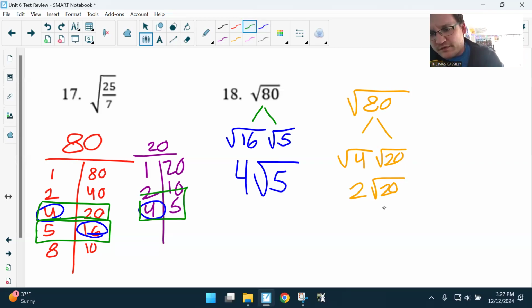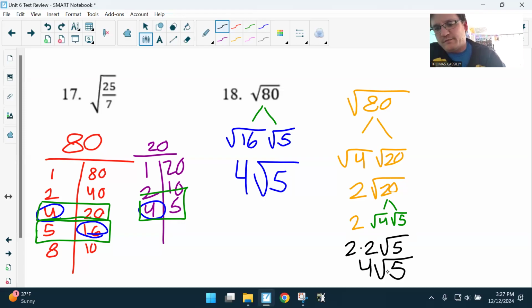So I can split this 20 up into square root of 4, and the square root of 5, and take that 2 and just bring it down in front. So I got 2 times a normal 2 square root of 5, which gives me that 4 square root of 5, right? So you can still get there. It just takes a little bit longer.